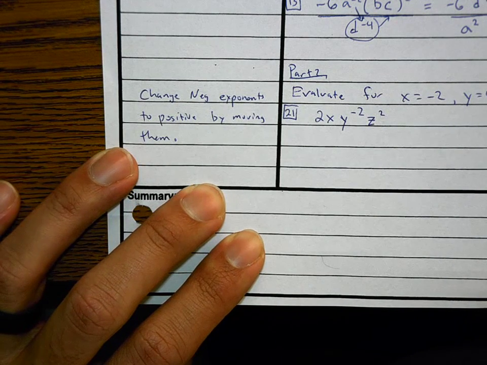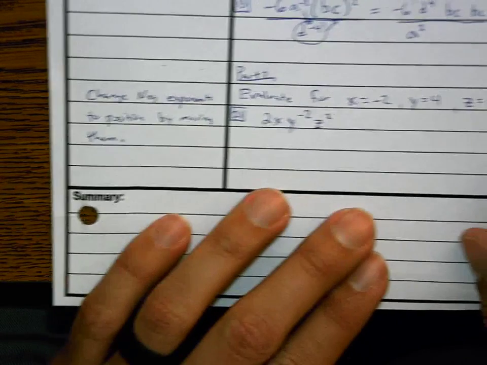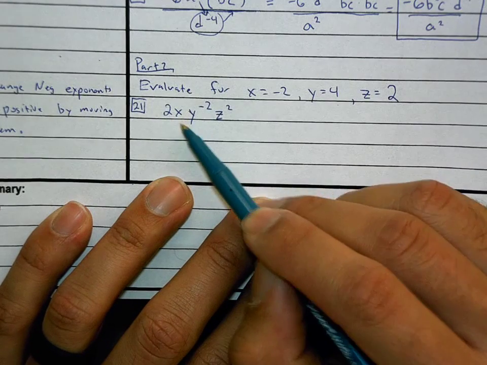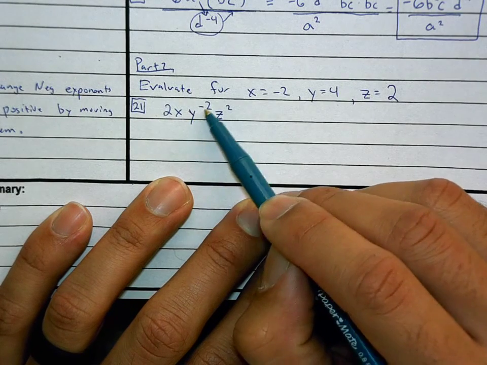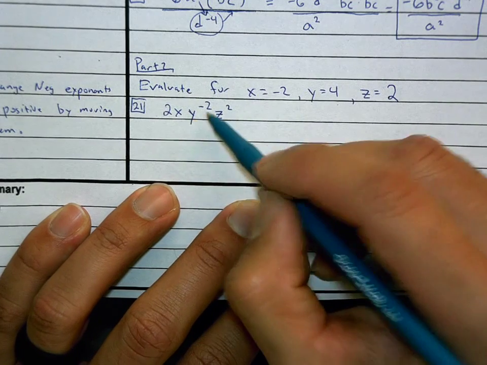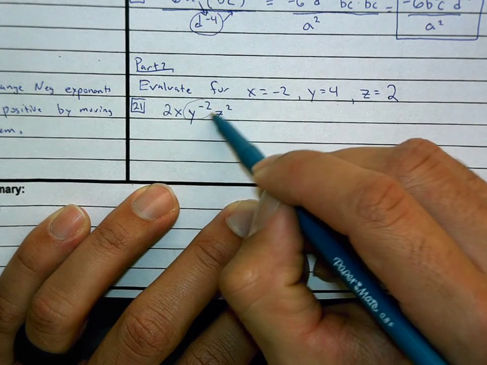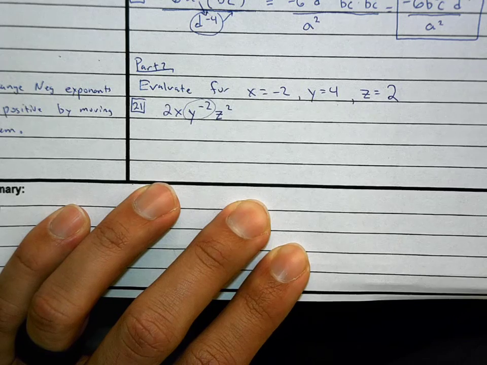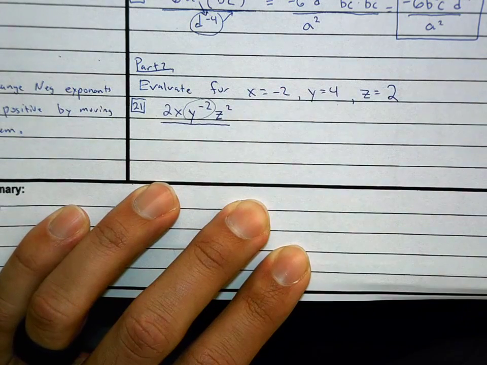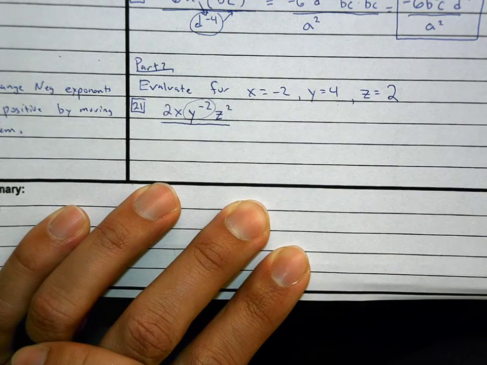So when I look at this problem, number 21, I only see one negative exponent, this negative 2, and it only applies to the y. So the very first thing I do is circle it like this. And I think of it as everything's in the numerator. It's all in the numerator.